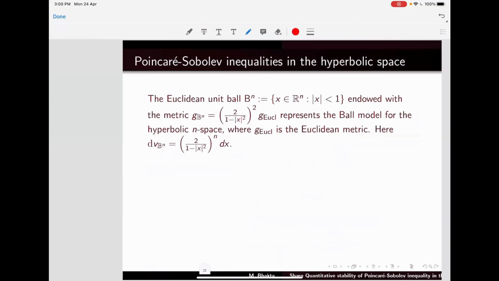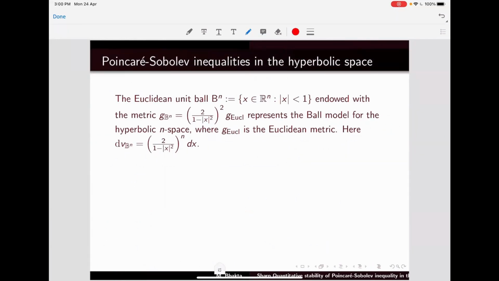Now I introduce the Poincare-Sobolev inequality in the hyperbolic space. Before starting with the inequality, what is the hyperbolic space? Here I will talk about the ball model of the hyperbolic space. We start with the Euclidean unit ball, mod x less than 1, but instead of the Euclidean metric, I put a different metric. This is the metric we are talking about here: 2 over 1 minus mod x squared, the whole thing squared, times the Euclidean metric. The unit ball with respect to this metric is called the ball model of the hyperbolic space.